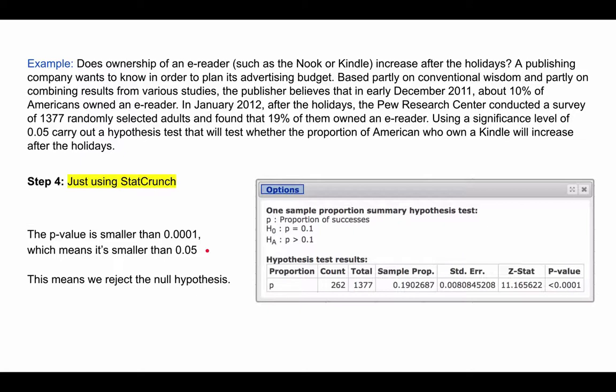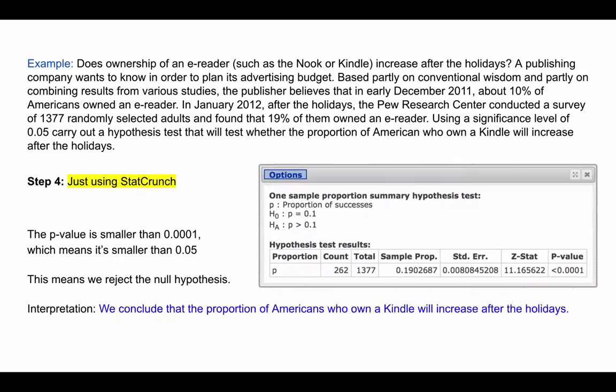So in step 4, we want to make a decision. Do we reject the null hypothesis or not? What does this mean if we reject the null hypothesis? This means we're going to conclude that the proportion of Americans who own a Kindle will increase after the holidays. In other words, the null hypothesis was that the proportion of Americans who own an e-reader just stays the same after the holidays. But since our p-value was so tiny, we're going to reject the null hypothesis and say that the proportion of Americans who own a Kindle is actually going to increase after the holidays.